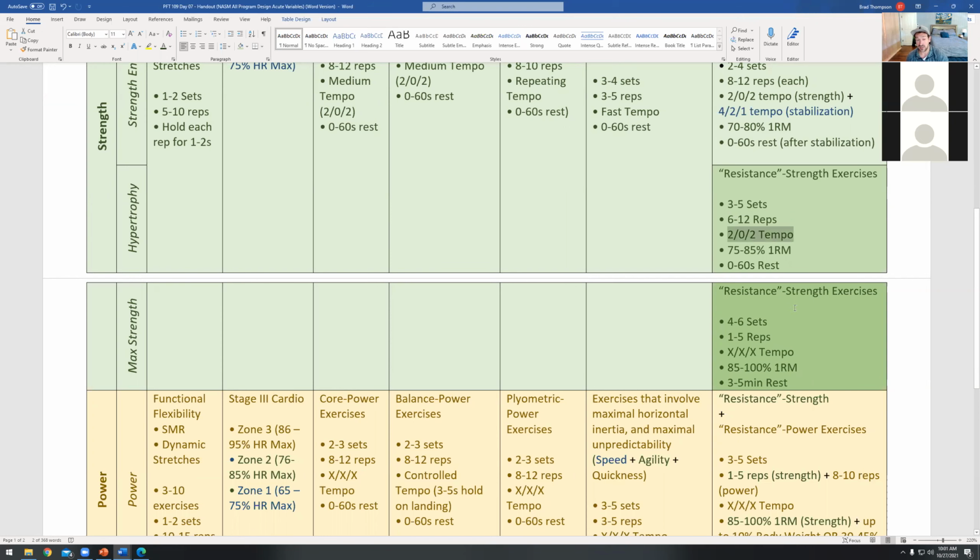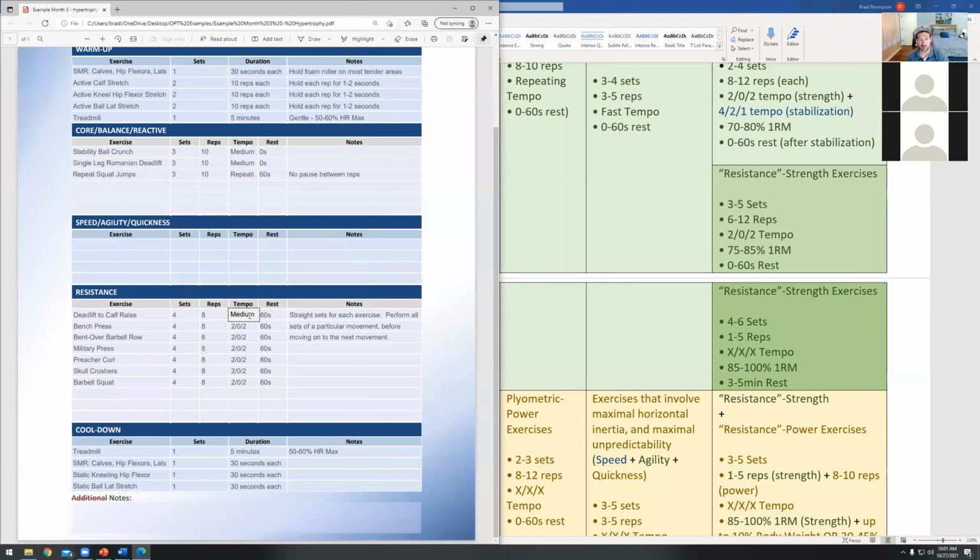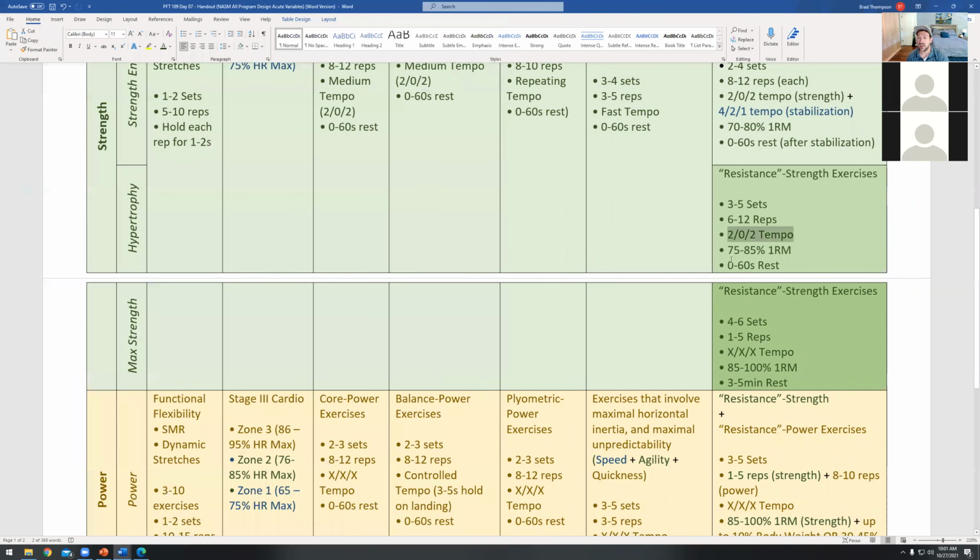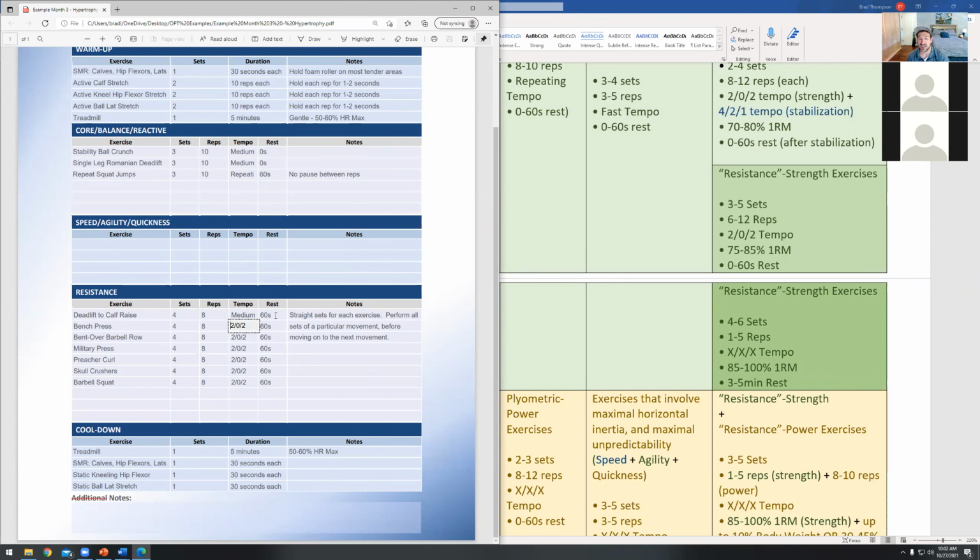202 tempo, so medium tempo for everything, right? I wrote medium for the total body exercise, and then I put 202 for everything else. And then 75 to 85%. So that 85% corresponds with about 5 to 6 reps. 75 corresponds with about 10 to 12 reps in general. And then 60 seconds of rest. So we're just taking 1 minute of rest on here.